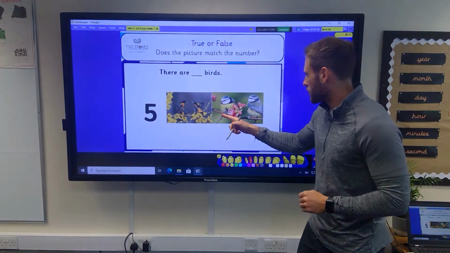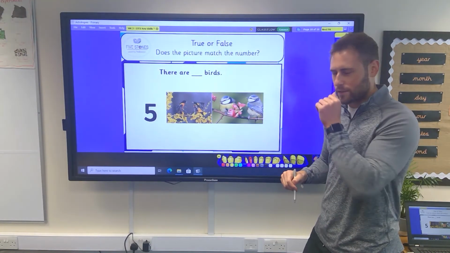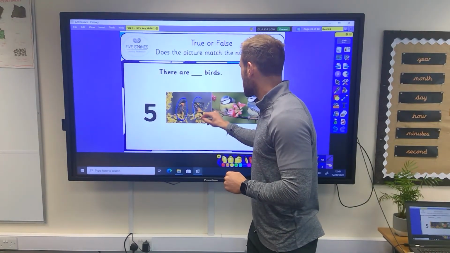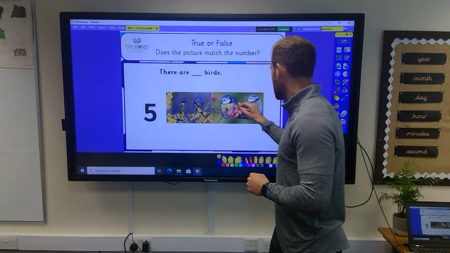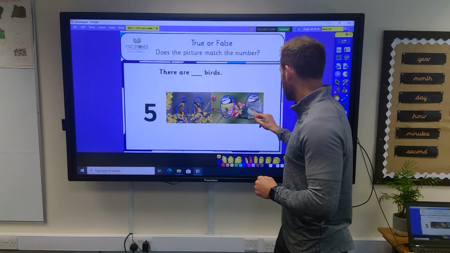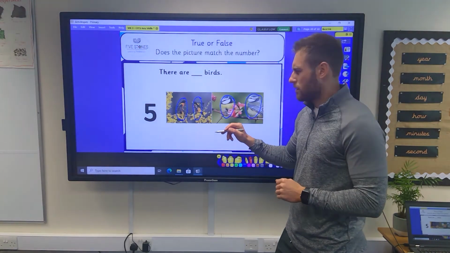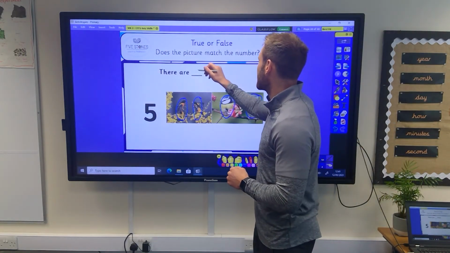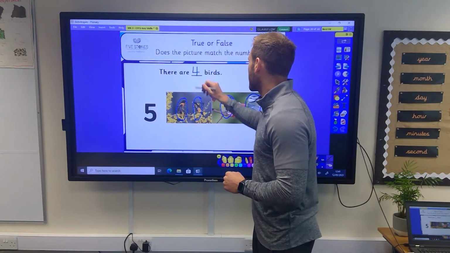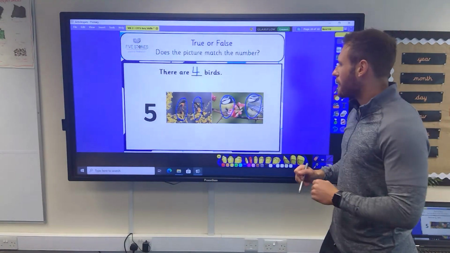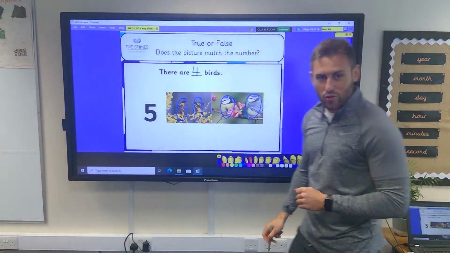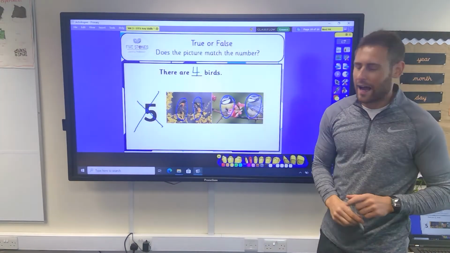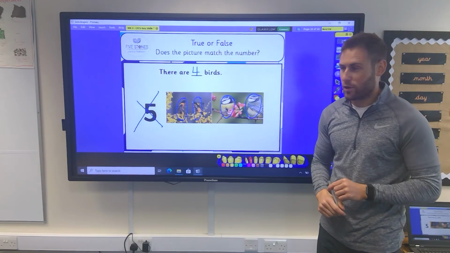Have a look. Oh, there's a bird, there's a bird. Oh, 2 different types of birds. Shall we go? 1, 2, 3, 4. There's not 5 birds, there are 4 birds. Brilliant. So we're going to write the number 4. There are 4 birds. So yes, that's false. I was telling a lie. Okay, there are not 5 birds.